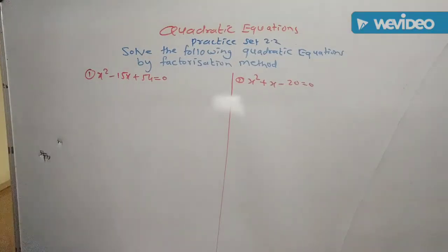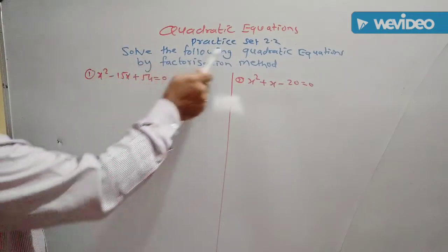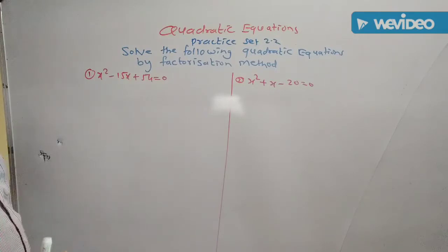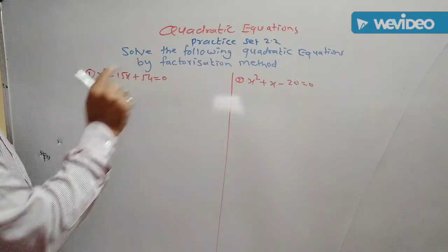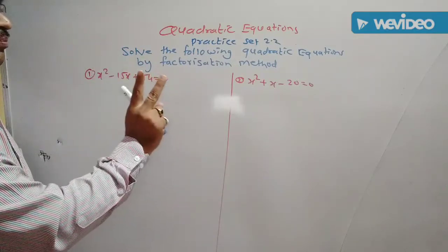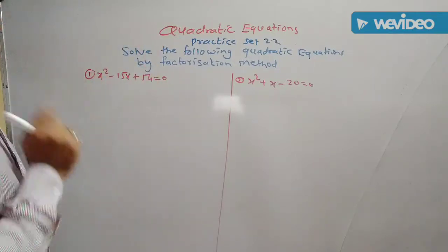Welcome students. Today I am going to teach you the examples of the practice set 2.2. Solve the following quadratic equation by factorization method. Now to solve the examples by factorization method, firstly you must know the rules of product and addition of the two numbers with their signs.